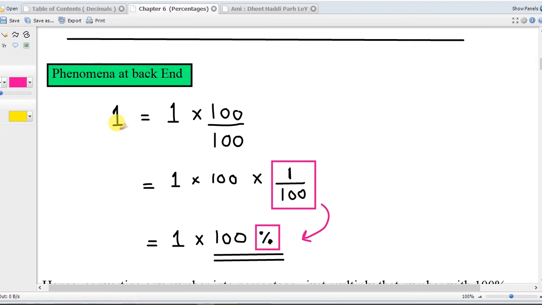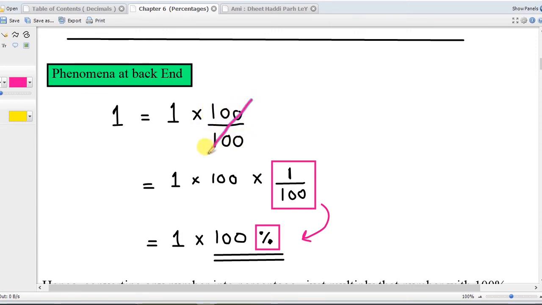So why do we always do that? This is the reason. We can multiply this 1 by 100 and divide it by 100. Why? Because in mathematics we are not allowed to add, subtract, multiply or divide anything on our own side. So if I multiply this number by 100, I have to balance the equation. This is the reason I'm also going to divide it by 100.